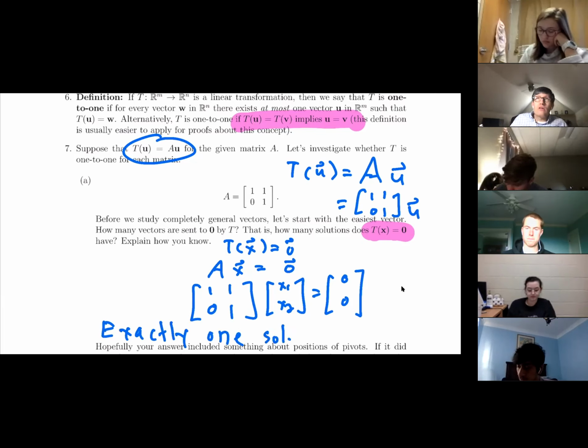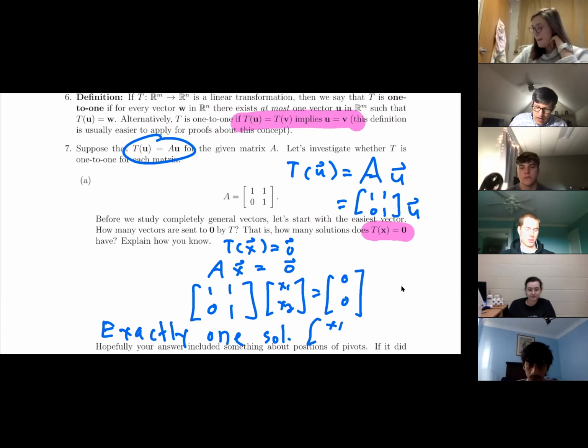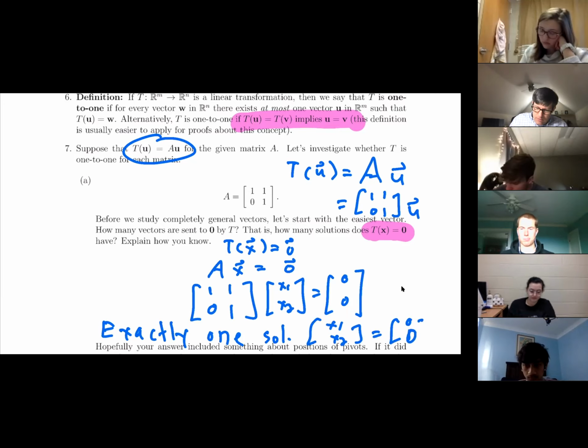If I was unsure, I would use an augmented matrix, hit the button in my calculator, and it would spit out that x1 is equal to 0, x2 is equal to 0, right? x1, x2 is equal to 0, 0. Right, there's exactly one solution.